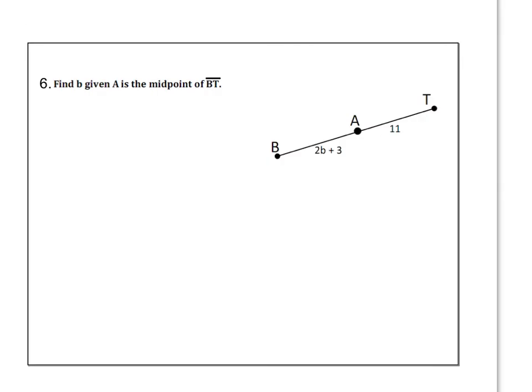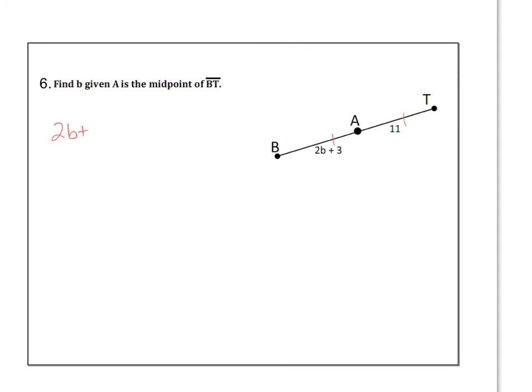Number 6, find B given A is the midpoint of BT. If A is the midpoint between B and T, that means it is right in the middle. It's different than just being between them. The midpoint is at the middle, so this side and this side will be the same length. And so that's exactly how you set up your equation to solve for B.